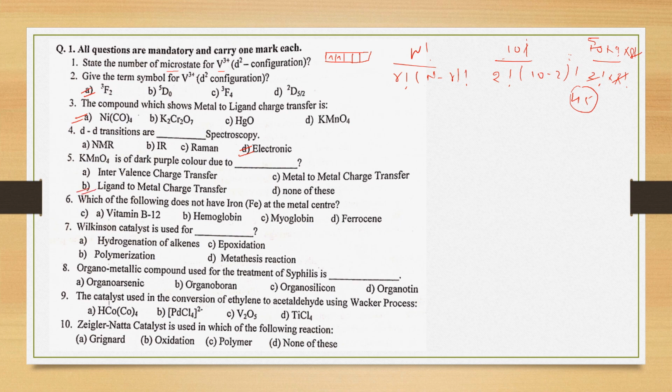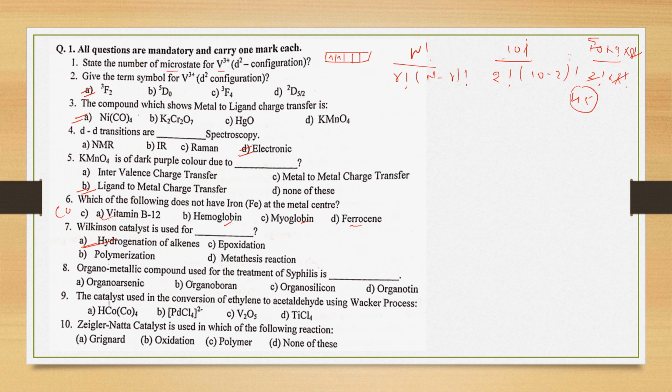Which of the following doesn't have iron at the metal center? Vitamin B12, hemoglobin, myoglobin, ferrocene. Hemoglobin, myoglobin and ferrocene have an iron center, but vitamin B12 doesn't have iron because it has cobalt. Wilkinson catalyst is used for hydrogenation of alkene.